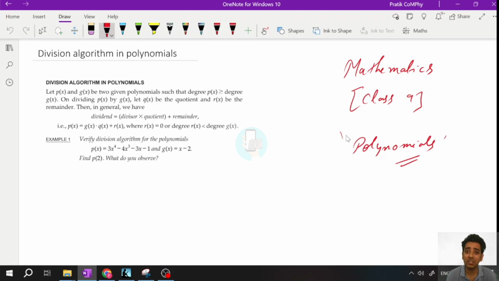What does it say? Let's try to understand that out. Let p of x and g of x be two given polynomials such that the degree of p of x is greater than or equal to g of x. On dividing p of x by g of x, let q of x be the quotient and r of x be the remainder. Then in general we can say that dividend is nothing but divisor times quotient plus remainder.